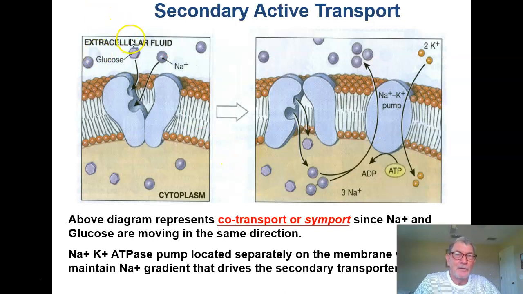Here we have, you want to get more glucose in here. You already have a bunch, so glucose wouldn't go if you just opened a hole. But if glucose binds and sodium binds, the power of sodium will cause this change of shape and the sodium comes in, and the glucose comes in. Now, pretty soon you'd have too much sodium in here, right? But guess what? We have sodium-potassium pumps. It keeps pumping the sodium out so you can do it again. This is co-transport. They're both going in the same direction.